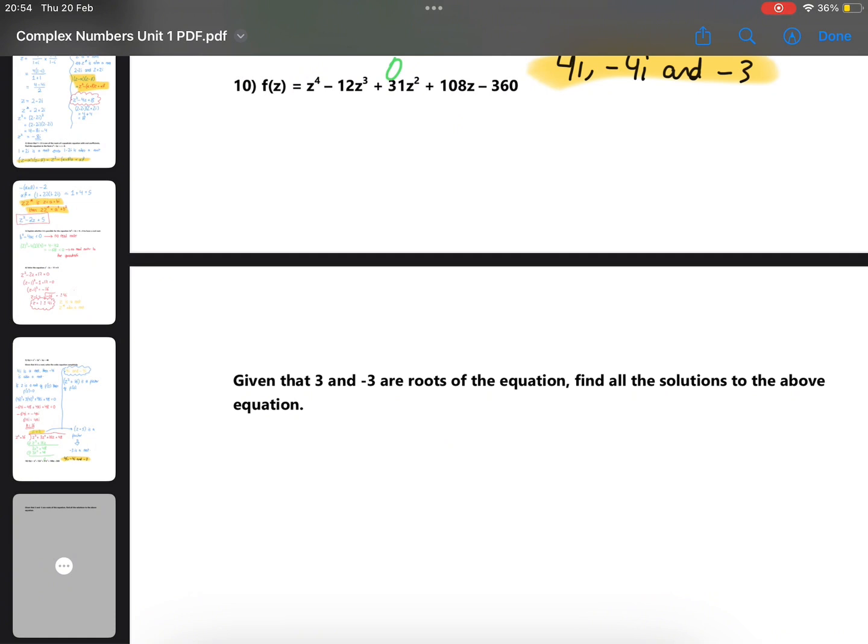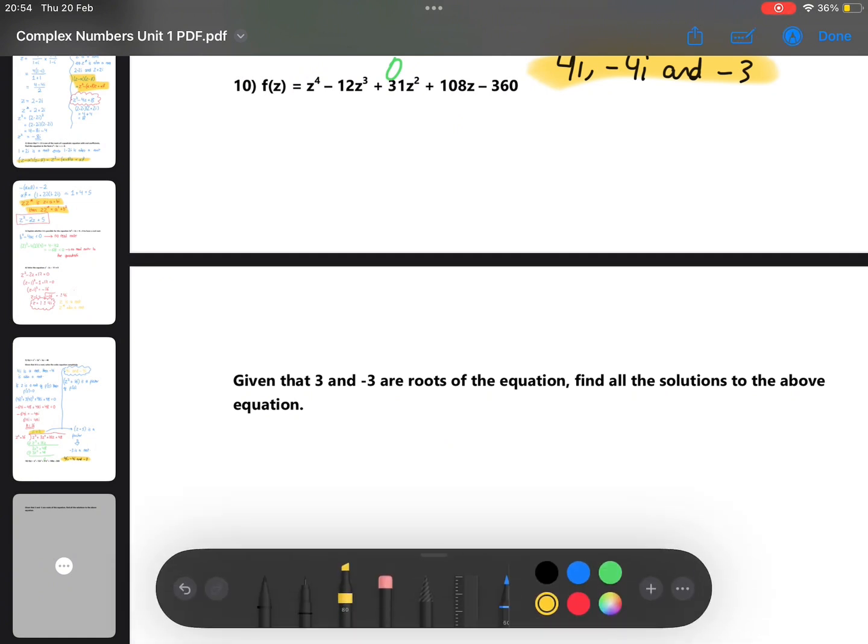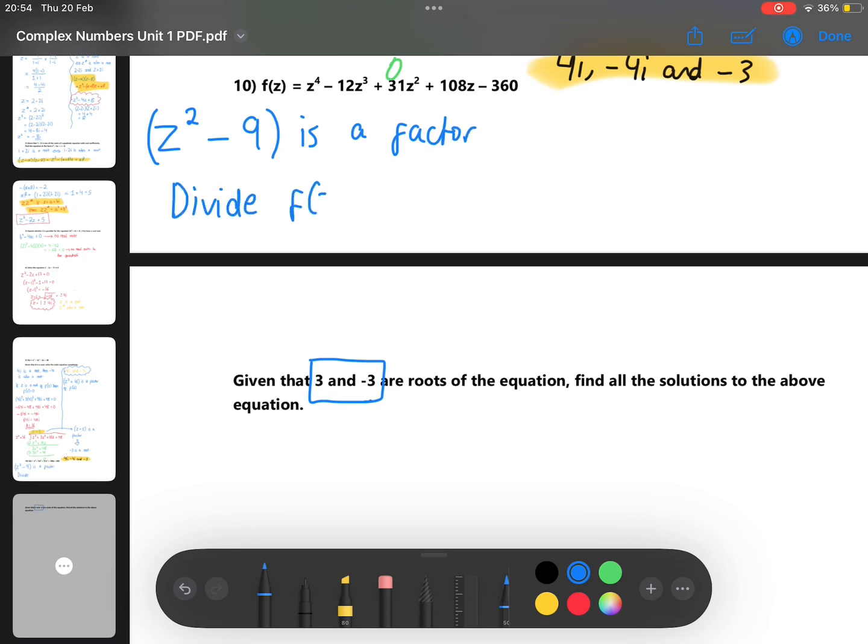So what we need to start by doing is identifying the quadratic which has 3 and minus 3 as its roots. And that's going to be z squared minus 9 is a factor. So we need to divide f of z by z squared minus 9, and then we will get another quadratic which we can then factorize, or not factorize because it's likely to have complex roots, but we can solve it to find those complex roots.